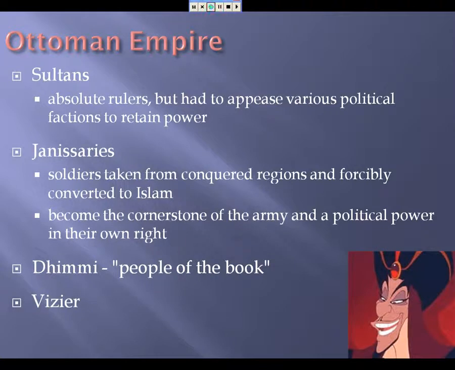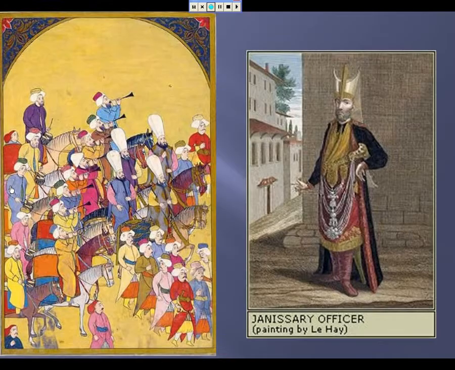Any other questions here? Okay. These are pictures of janissaries. Take a moment and just browse through the different faces. What do you see? Some of them have white hair. We can zoom in a little bit if you want.